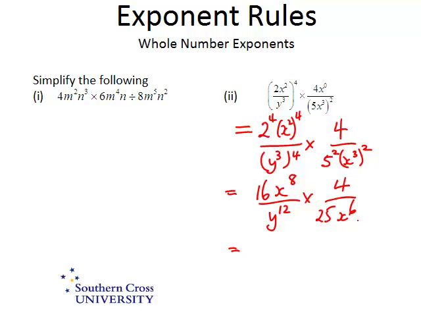Now, dealing with the numbers, 16 times 4 is 64 and 25 in the denominator. We have x to the 8 divided by x to the 6, which leaves x squared, and we have just y to the power of 12 in the denominator, so that'll just transfer to our answer.